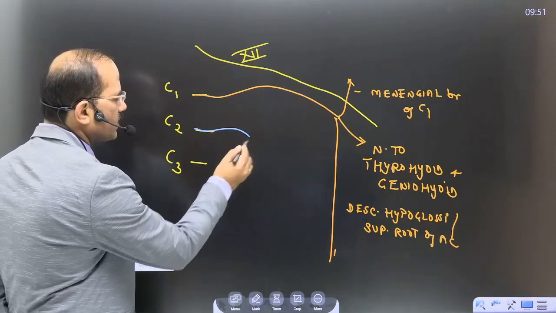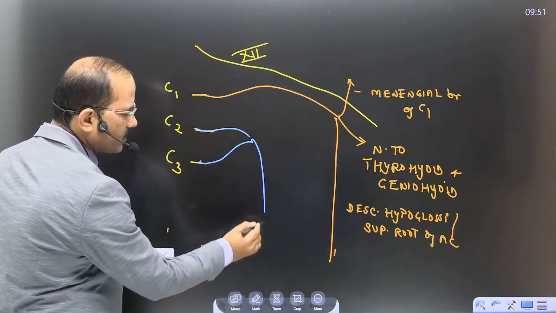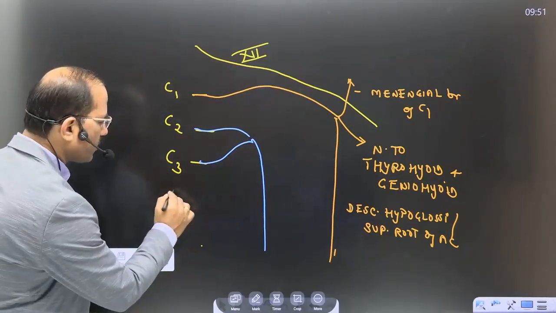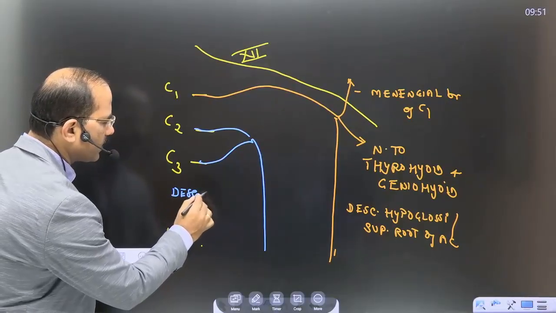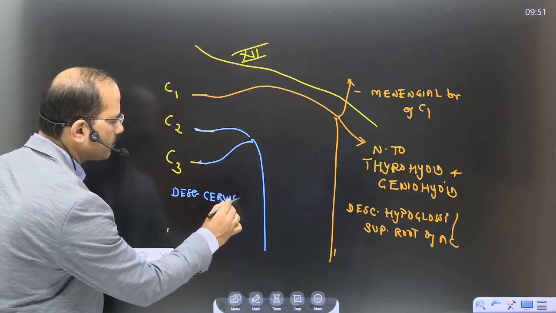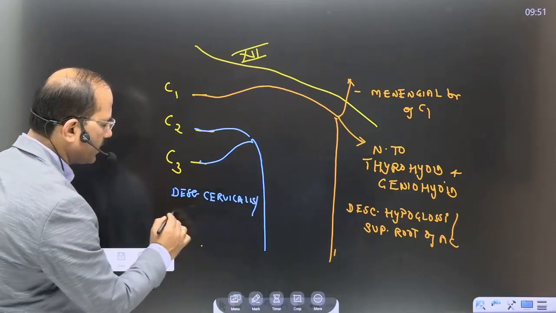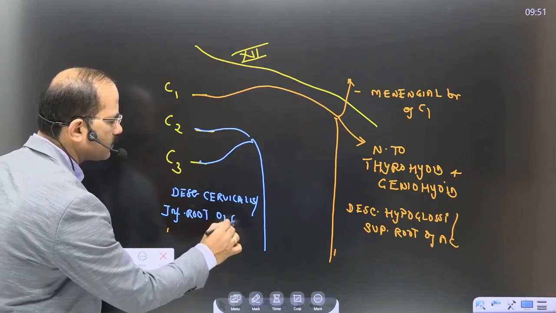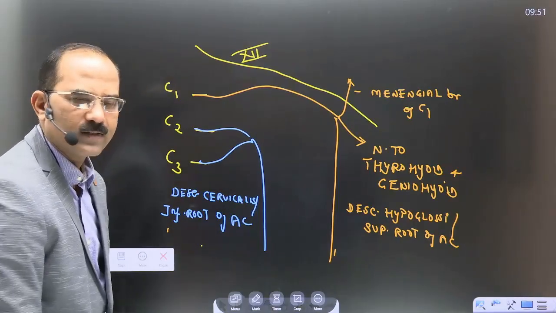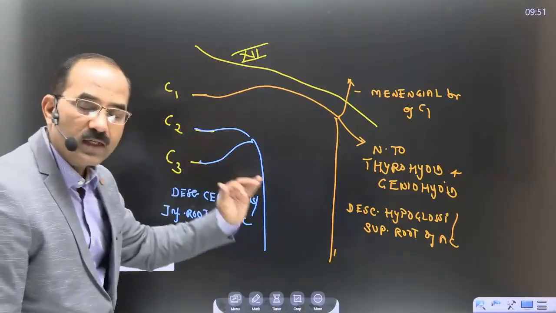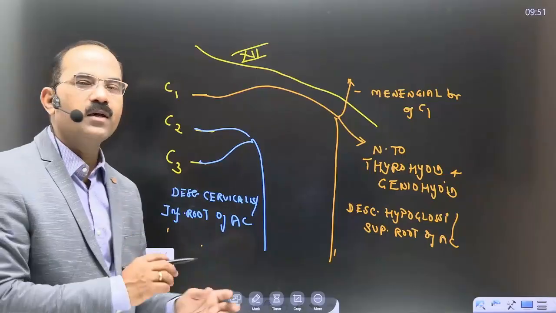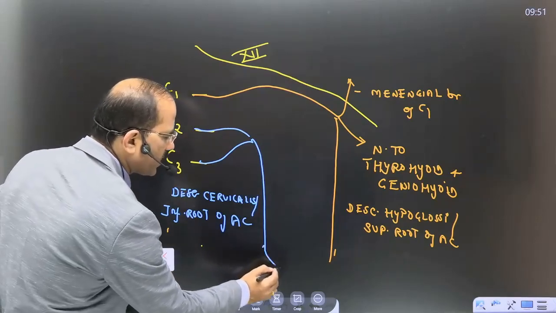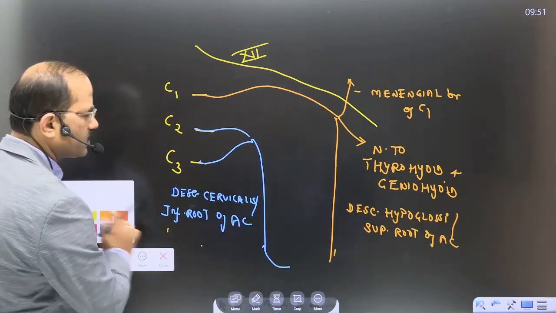Now coming to this C2, C3. Now this C2, C3 joined together, and this C2, C3 is descending down from the cervical part of the spinal cord. This is what we call as the descending cervicalis, or it is known as the inferior root of ansa cervicalis. Clear? So descending cervicalis or the inferior root of ansa cervicalis, how is it formed? C2, C3.